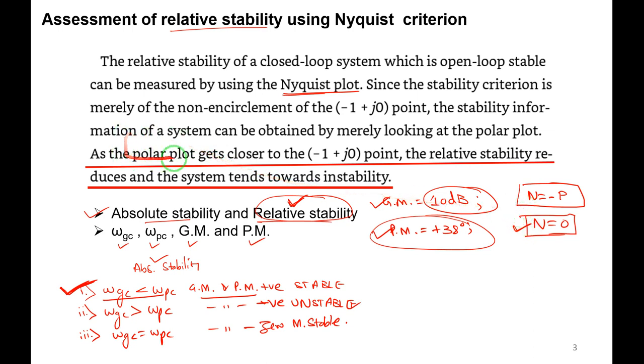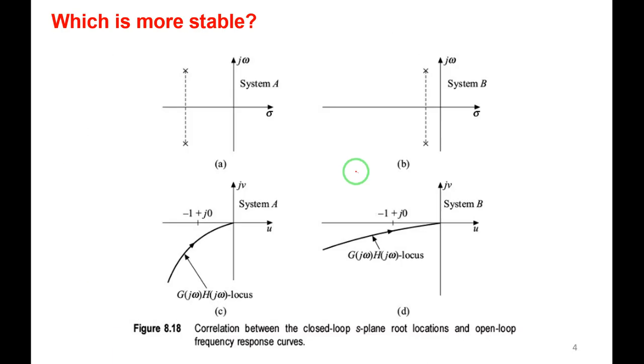We'll see. As the polar plot, which I underlined here, gets closer to this critical point -1 plus j0, the relative stability reduces and the system tends towards instability. In the next slide I have system A and system B. In system A, the complex conjugate poles are located here. Similarly, in system B, the complex conjugate poles are located here.